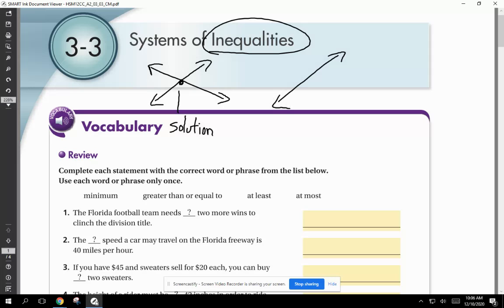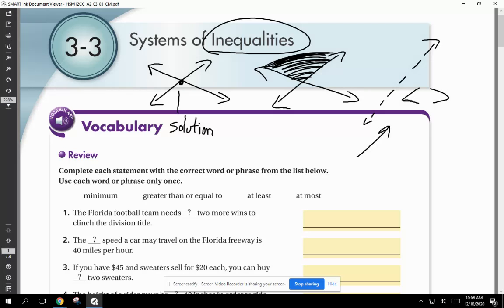So if you have two lines like this and it is greater than both the lines, you're going to shade in right here and all that will be the answer, right? And remember, a dotted line is less than or greater than, and a solid line is less than or equal to and greater than or equal to. Or it could just be x equals 3, or y equals 3, and it could just be a solid straight line.